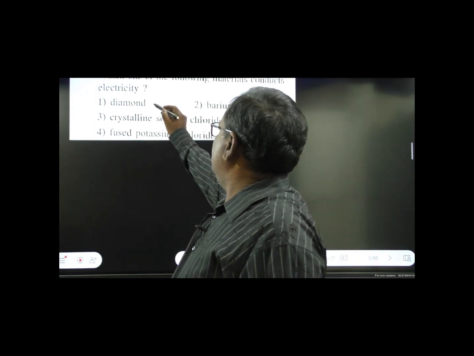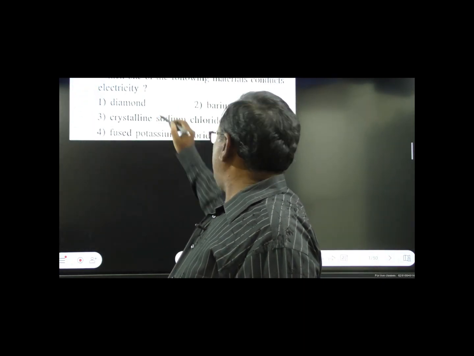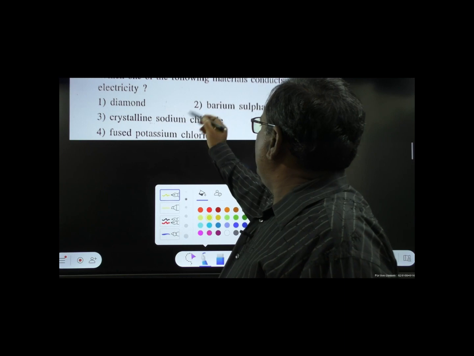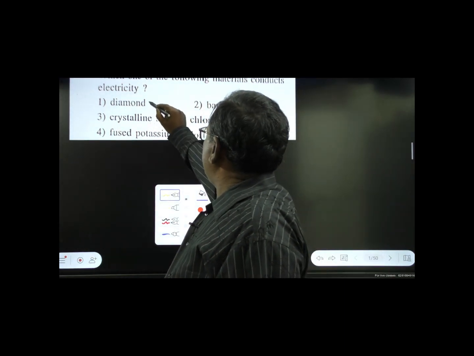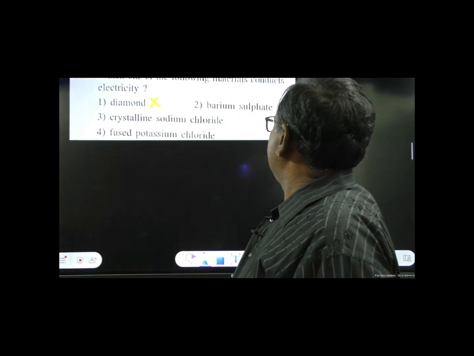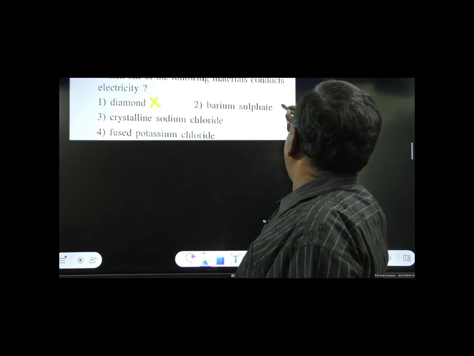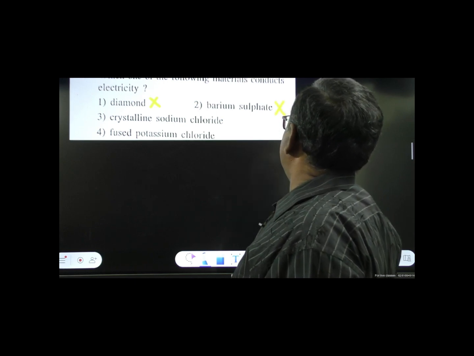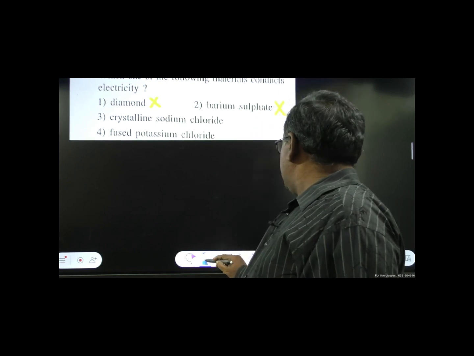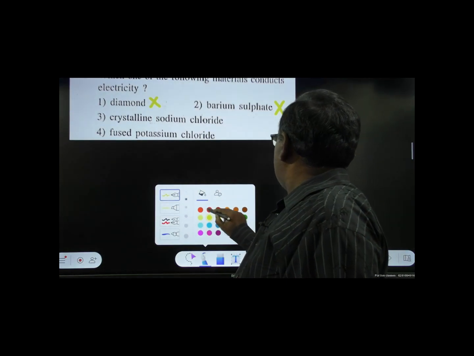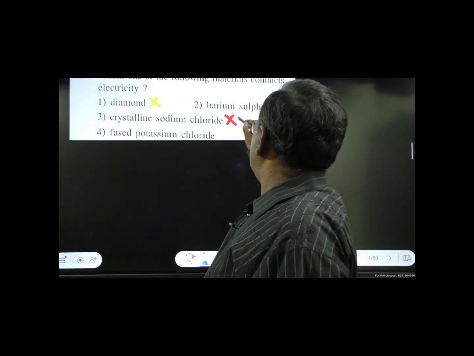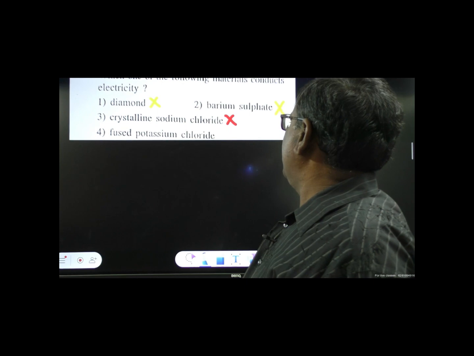Diamond. Diamond is an allotrope of carbon in which 4 valency electrons of carbon are involved in bonding. So no free electrons are available in diamond, so diamond cannot conduct electricity. Then barium sulfate. Barium sulfate is an ionic compound but is not in fused state or in aqueous solution, so it is also unable to conduct electricity. Then crystalline sodium chloride is a solid, so this is also unable to conduct electricity.